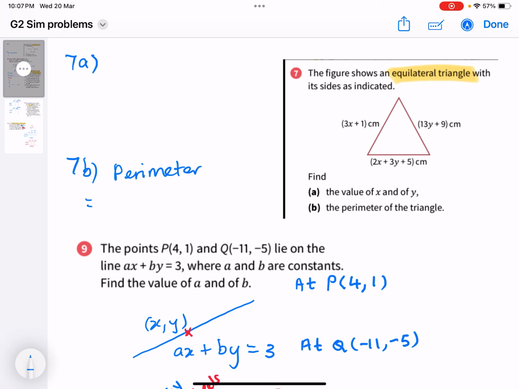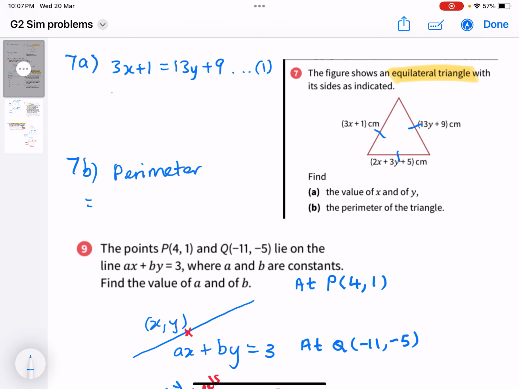Problems in simultaneous equations. In the first sum, we have an equilateral triangle, and we know that an equilateral triangle has three equal sides. Therefore, we can equate any two sides to form an equation, such as 3x plus 1 equals 13y plus 9. And this gives us the first equation.